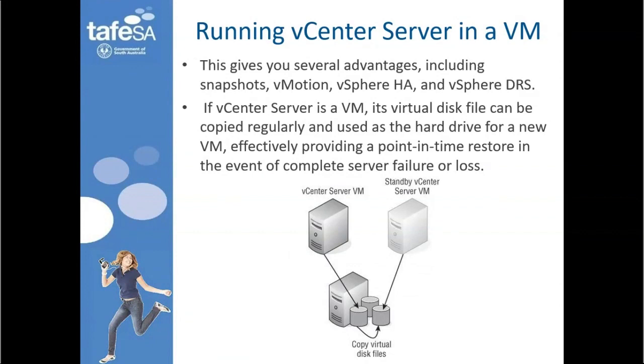So with the vCenter virtual machine, you can make a copy of it and keep it spare. This gives you several advantages, including snapshots, vMotion, high availability, and DRS. If vCenter Server is a VM, it's a virtual disk. Its virtual disk can be copied regularly and used as a hard drive for a new VM, effectively providing a point-in-time restore. So I'm sure we're all familiar with the idea, okay, the idea of taking a snapshot, making a copy of a virtual machine, and we can just do it like that, just as a backup of the critical vCenter.